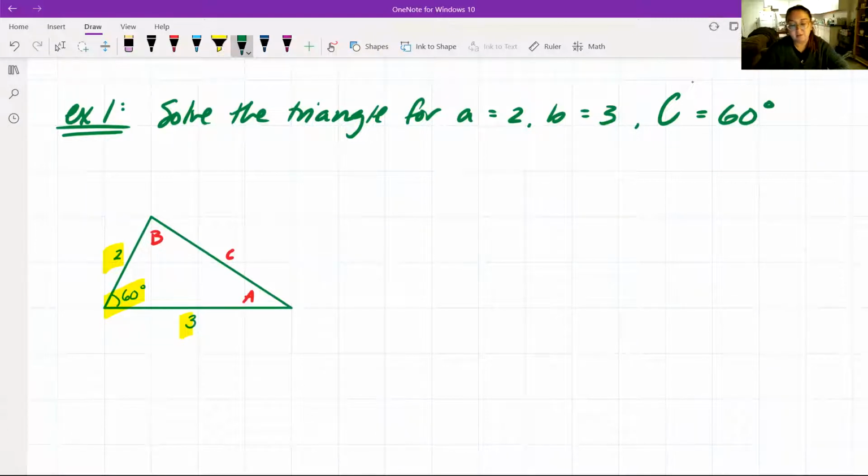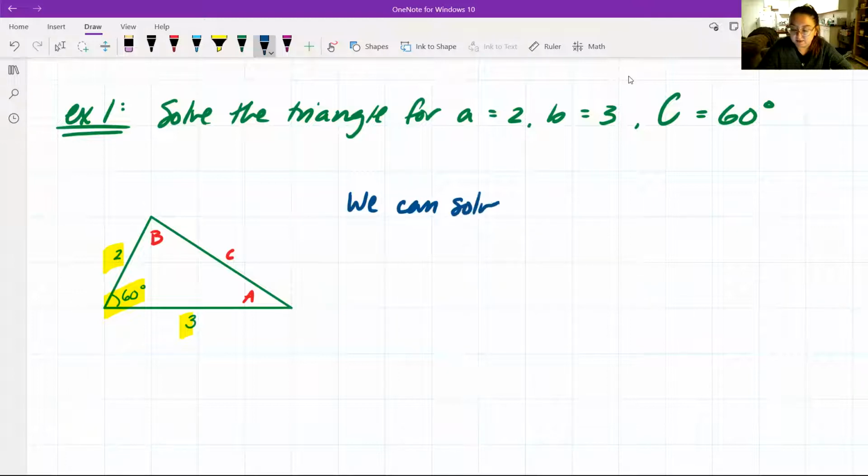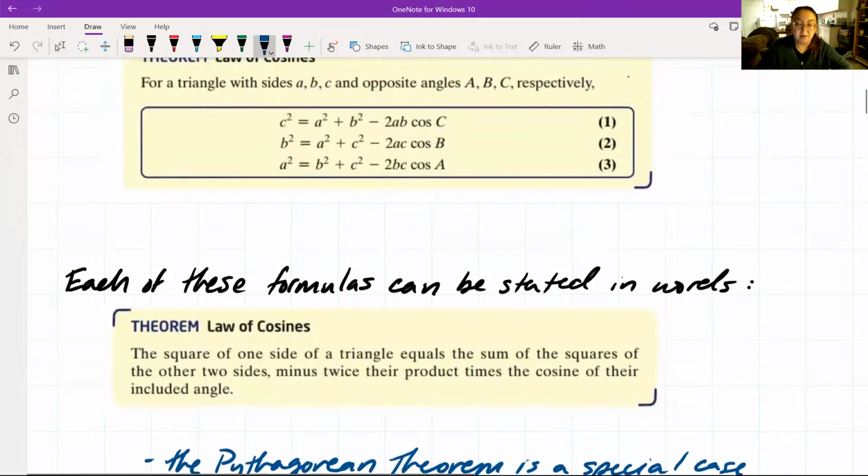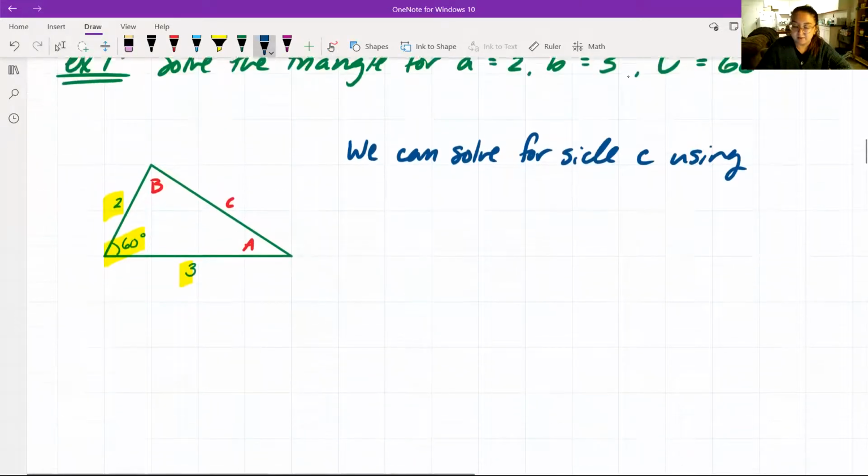So first things first, we want to solve this triangle. We know we're trying to solve for all the sides and all the angles. So the first thing we can do is we can pretty easily find the value of the side c. And we can solve for the side length c using our equation for the law of cosines. So we can solve for side c using, in this case, equation 1 of our law of cosines.